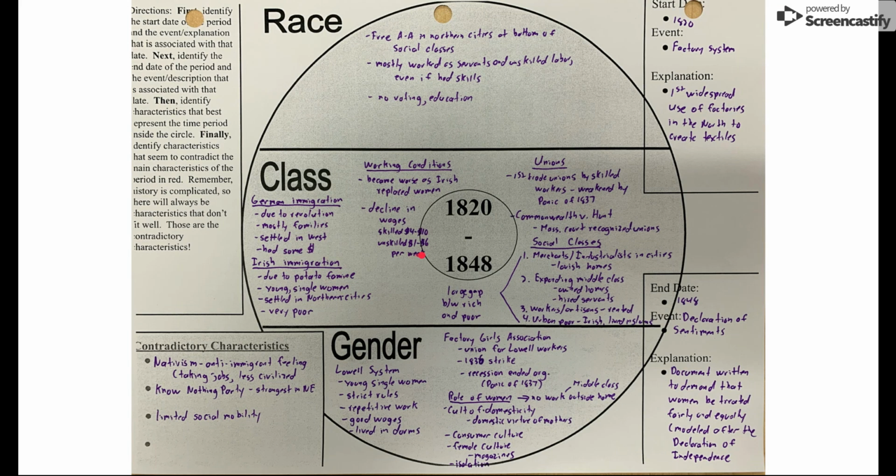Unskilled workers earned between $1 to $6 per week. So imagine what that would be like if that was your paycheck. Wages actually declined a little bit, in part due to the competition for jobs. And so unions began to develop. Now, a union is a group of workers that get together to try and negotiate wages and working conditions.